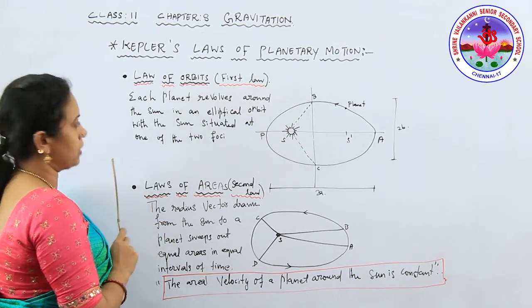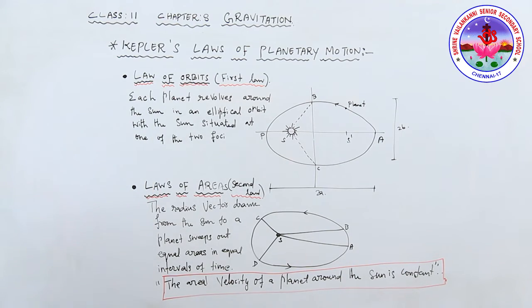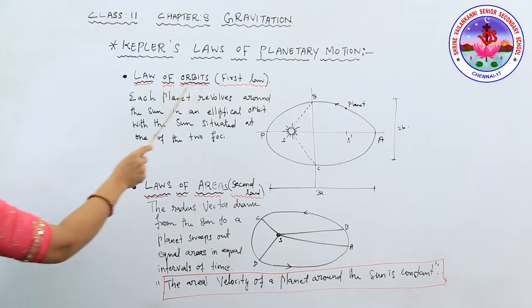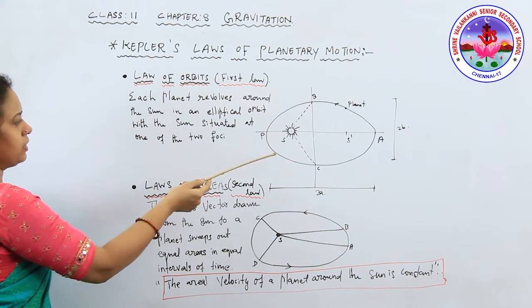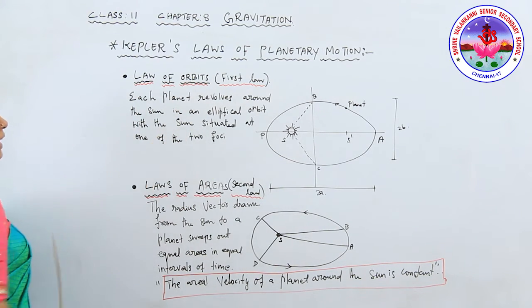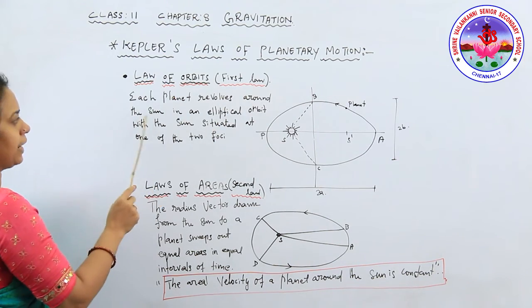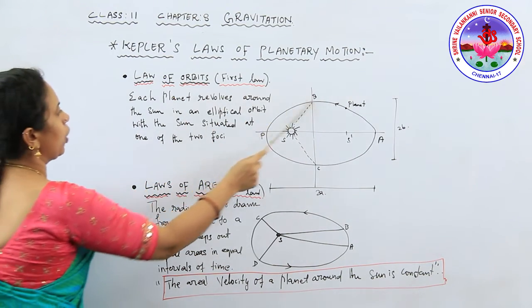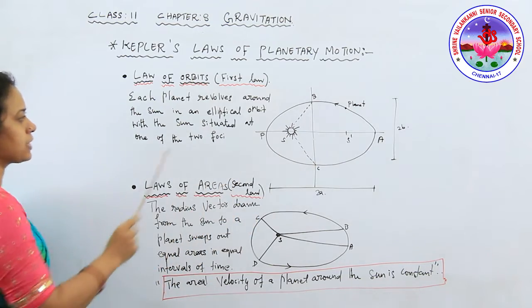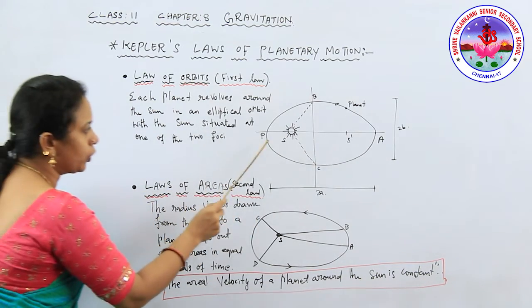It has three laws, right? Law of orbits, law of areas and law of time period. So one by one let us see. That is the law of orbits. The first law states that each planet revolves around the sun in an elliptical orbit with the sun situated at one of the two foci.